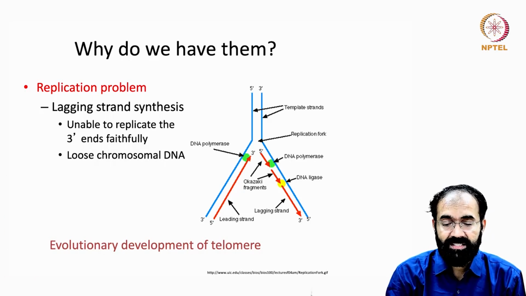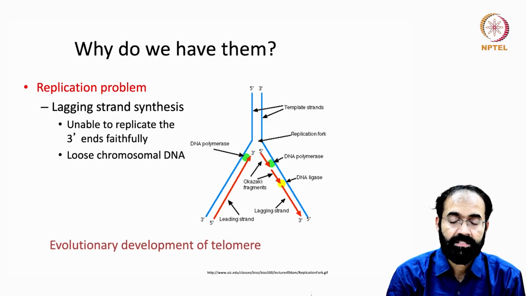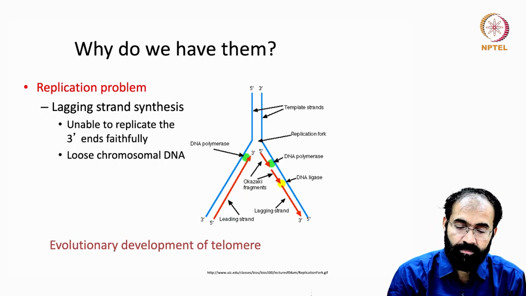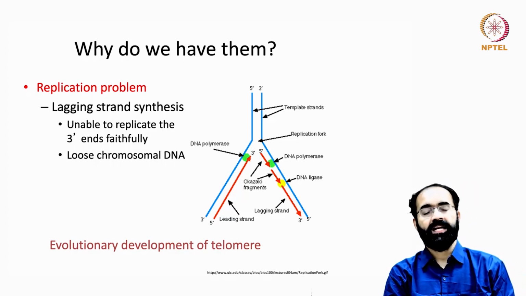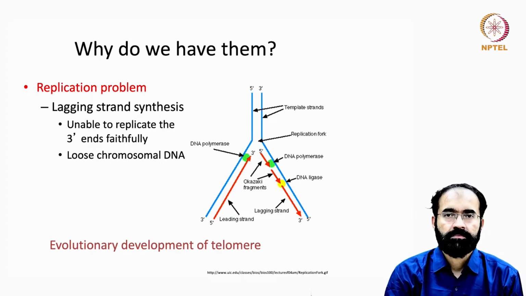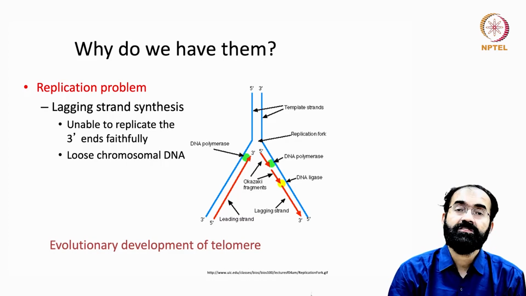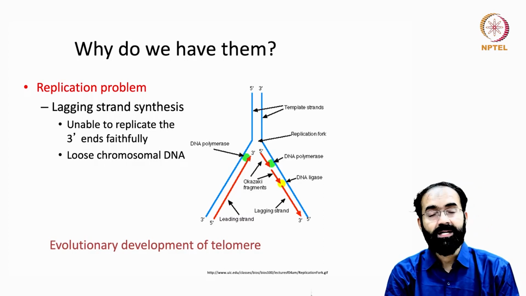Same way, to synthesize till the tip of this, the polymerase is occupying a space, so it will synthesize only up to here. It cannot complete up to the tip. If it has to happen, the polymerase should be standing here in the emptiness. That is not possible, because it will fall off. That problem is not there for the leading strand, because it starts from here and continues all the way inside. So what we understand is the lagging strand often causes the end replication problem. It cannot copy the 3' end very effectively, and this will lead to loss of chromosomal DNA.